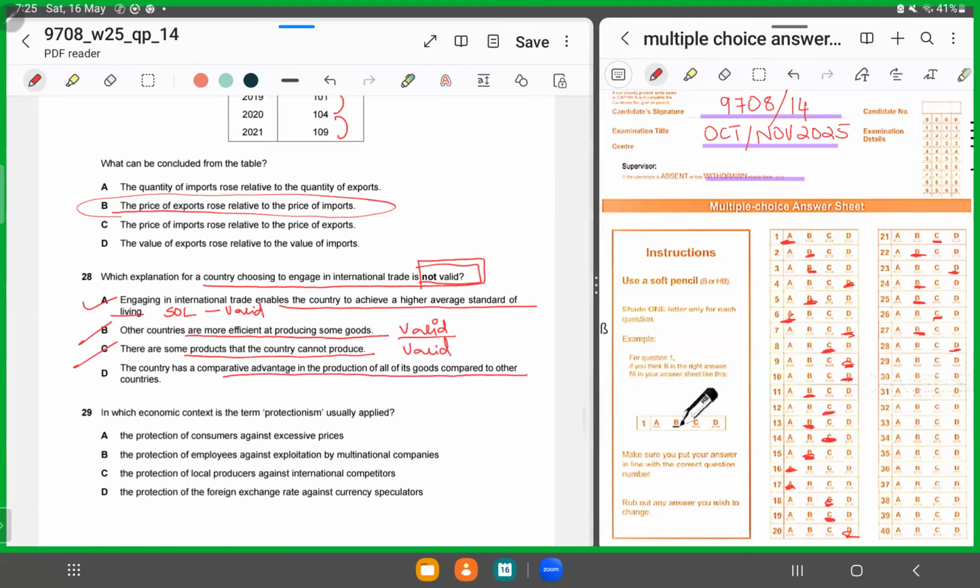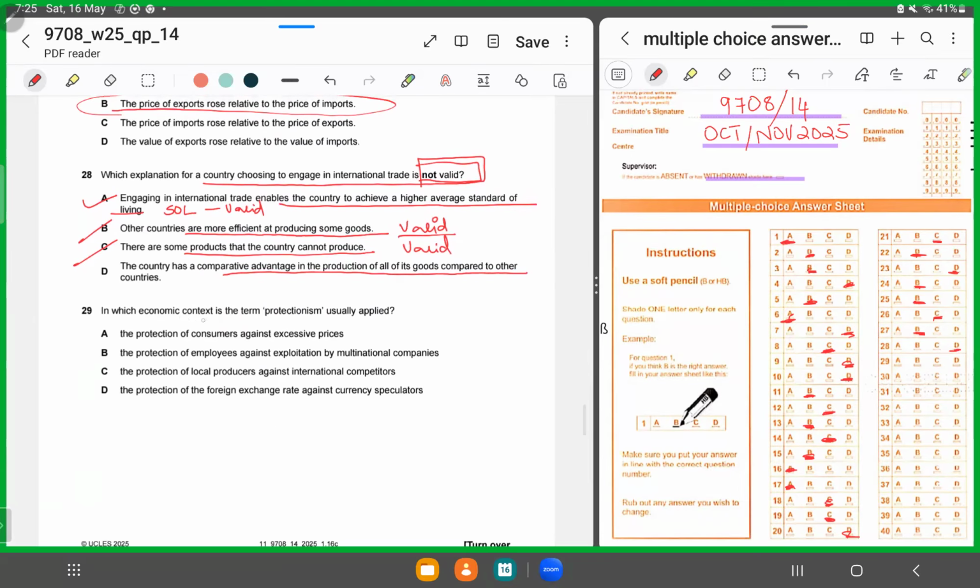Number 29. In which economic context is the term protectionism usually applied? That means we use the term protectionism in what context? In what aspect? Usually we use protectionism in order to protect the local infant industries from foreign manufacturers, right? So we want to protect the local producers against international competitors. In that aspect, we use protectionism. So for 29, we'll shade in C.